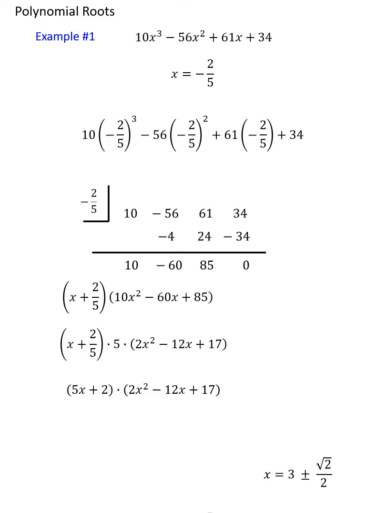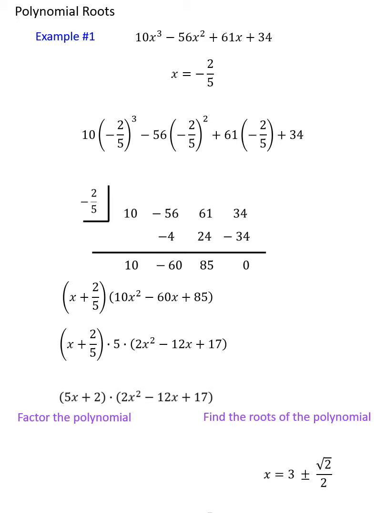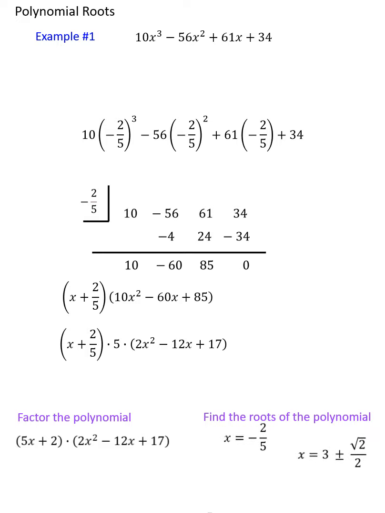And so after going through this process, I can now answer the question: what is the factorization of the polynomial, and what are the roots of the polynomial? The factorization is right here, and the roots, including the negative 2/5 I found originally by blind luck, along with the 2 I got from the quadratic formula, provide me with a total of 3 roots to this third-degree polynomial.